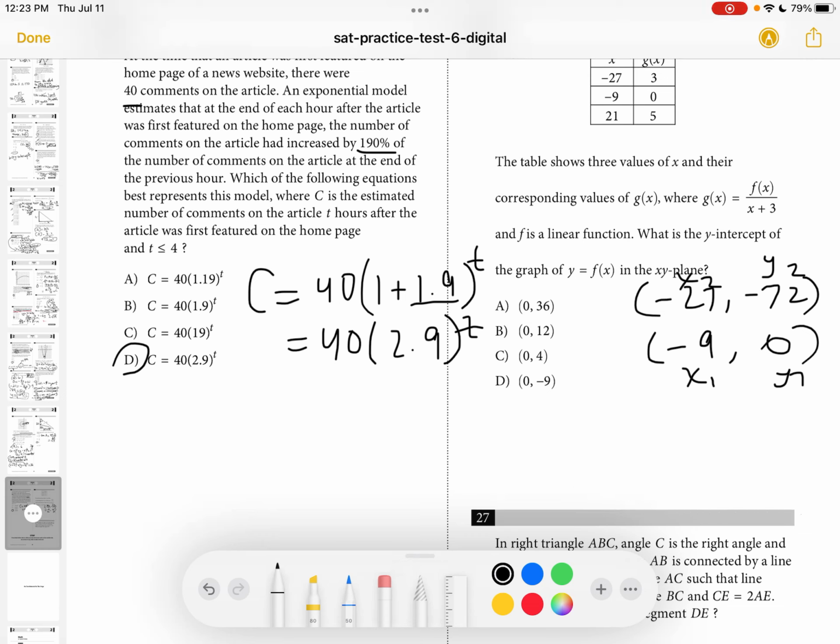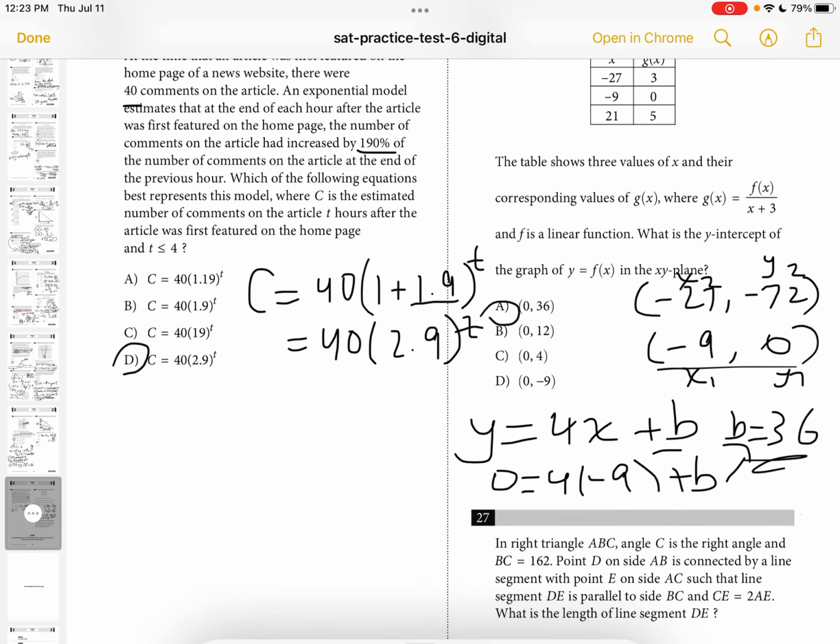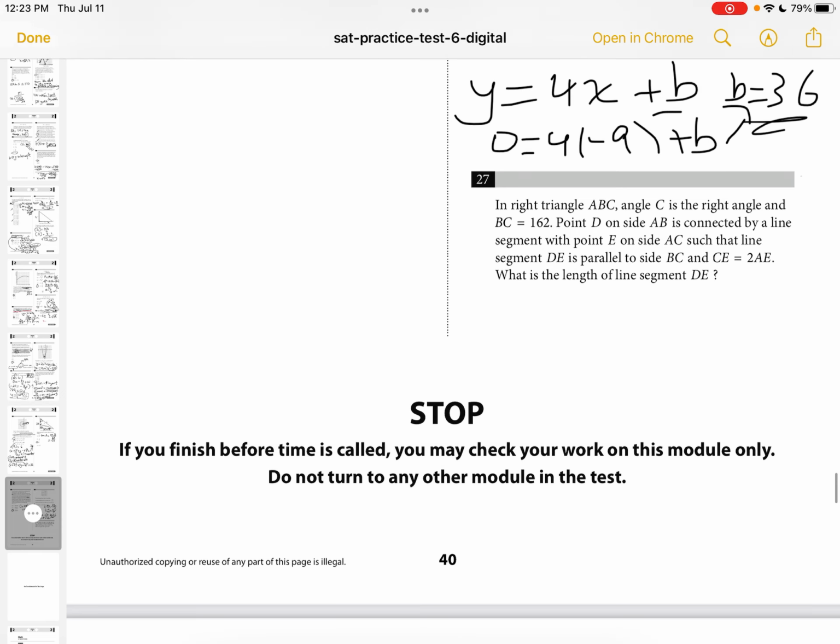So we know our slope is 4. So we have our equation. Y equals 4x plus b. Right. Now we can substitute our x-intercept here. So 0 is equal to 4 times negative 9 plus b. And from this we get b is equal to 36. That's our y-intercept. And that's our answer.